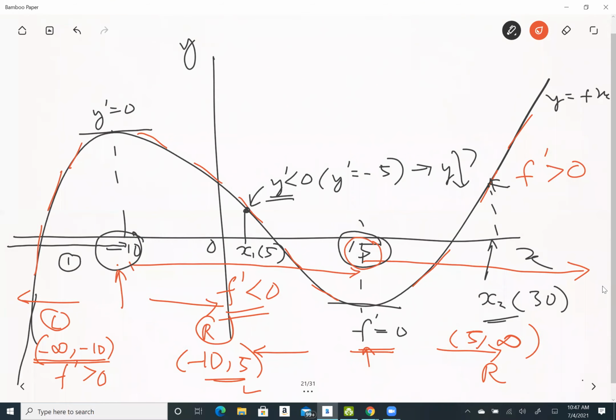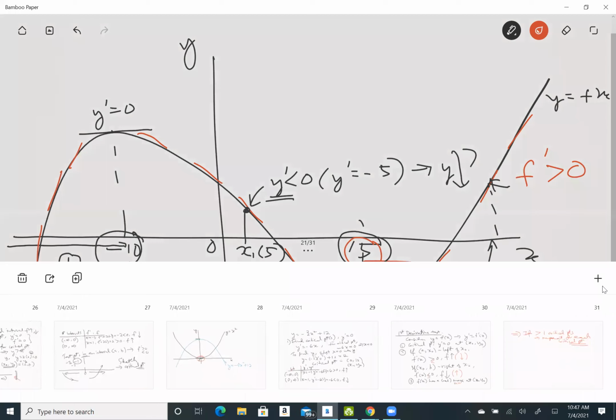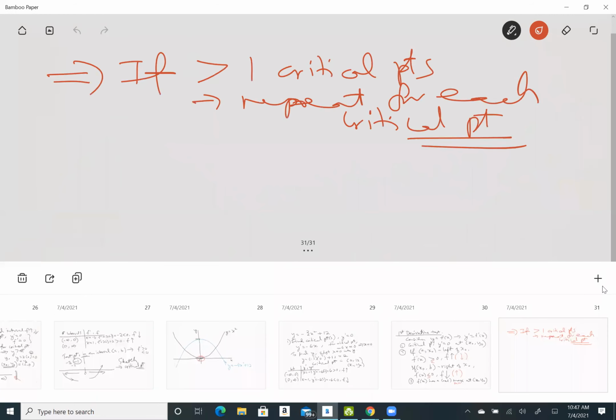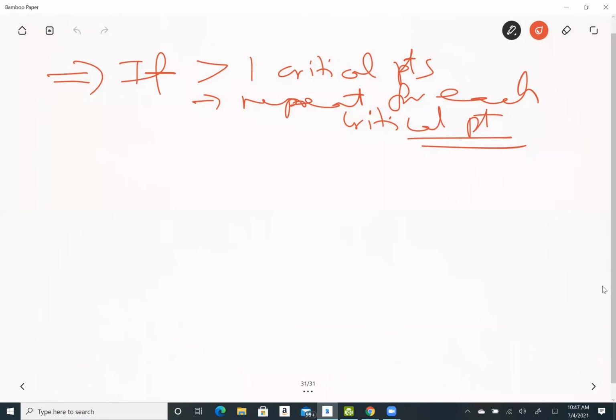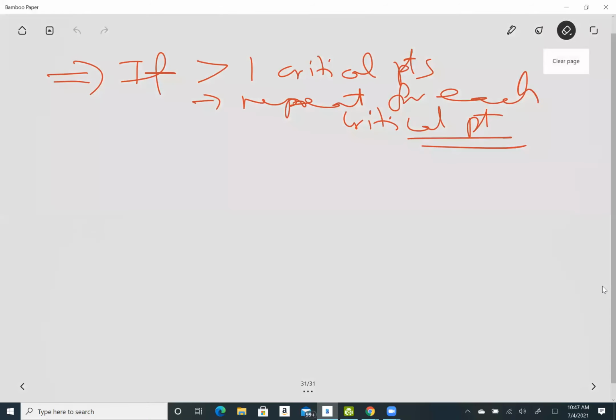Okay, let's consider another example. This one relates to what we have been doing just now. I give you another function, a cubic function, and we will get 2 critical points.